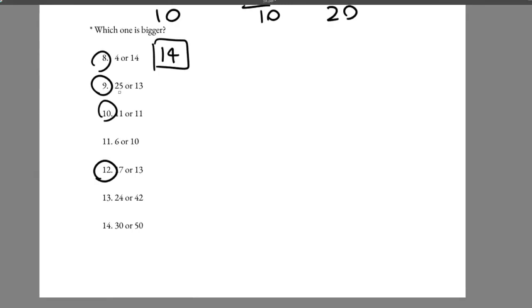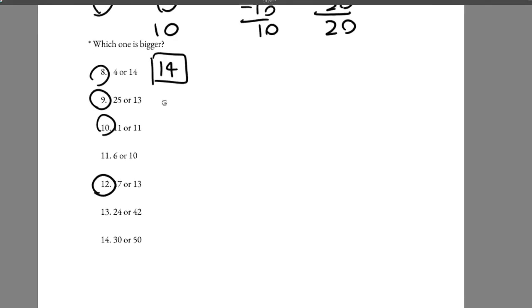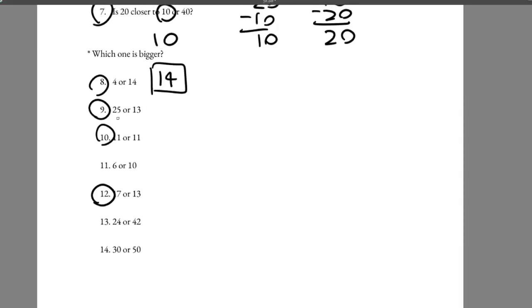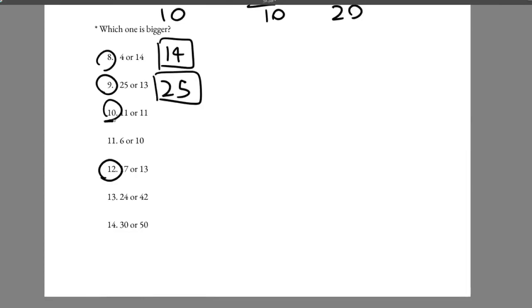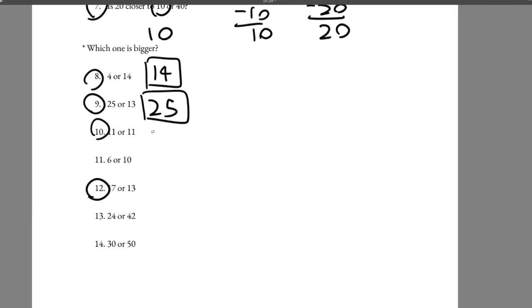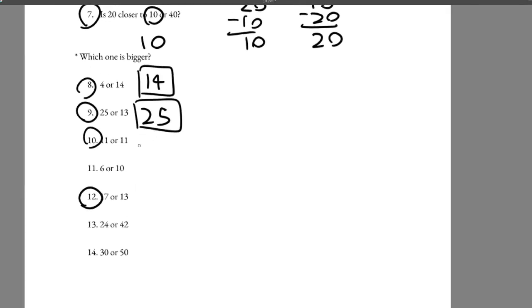And number 9 is asking us if 25 or 13, which one is bigger? Now 25 has a 2 in its tens place, but 13 has a 1 in its tens place. And that means this is in its 20s and this is in the 10s. So that means 25 is bigger than 13. Now this one, 10, is asking us if 11 or 11 is bigger. Now, obviously, none of them are, because you can't be bigger than yourself, if that makes sense. So we just put they are the same.